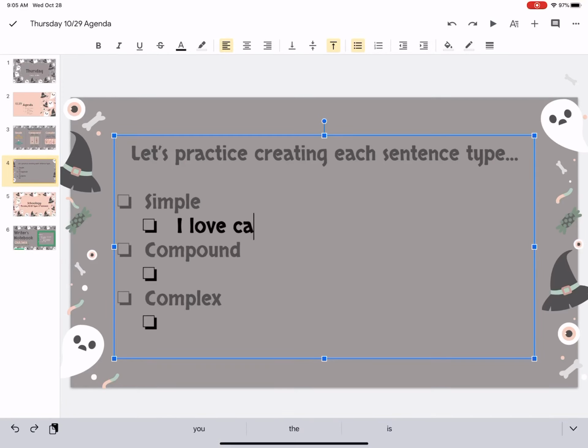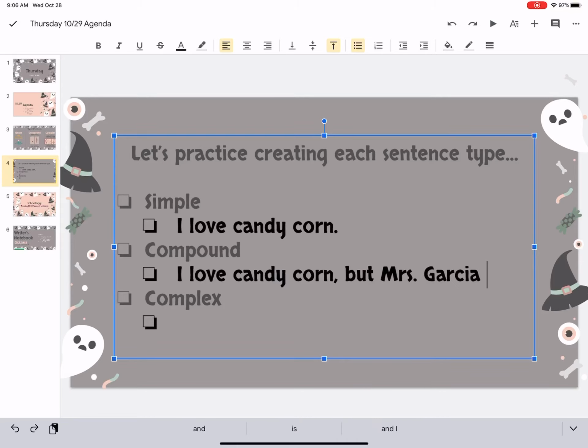I love candy corn. So there's our simple. I is our subject, love candy corn is our predicate. Now for our compound. I love candy corn, but Mrs. Garcia hates it. I can't type today. There you go. Mrs. Garcia hates it.